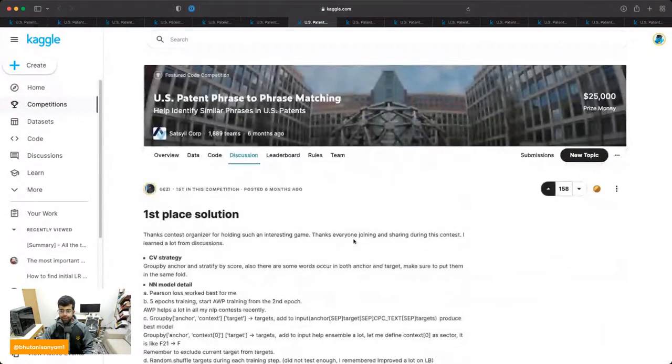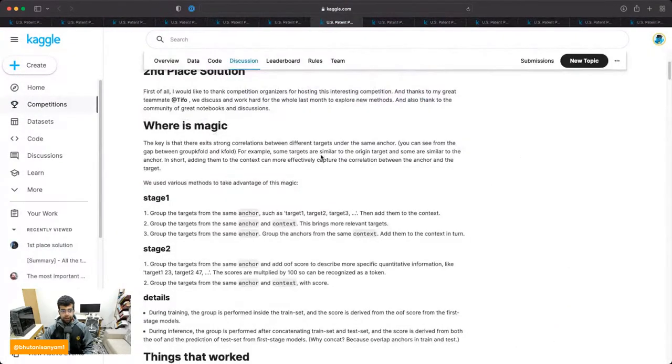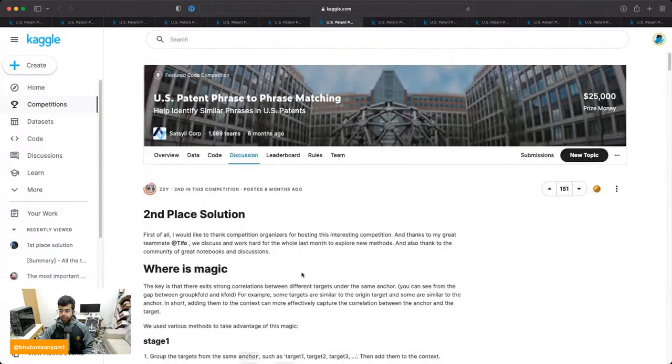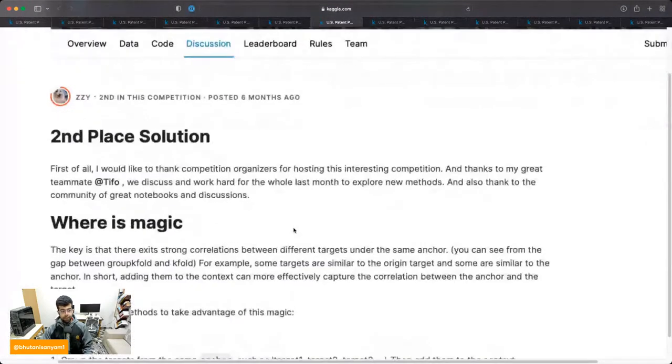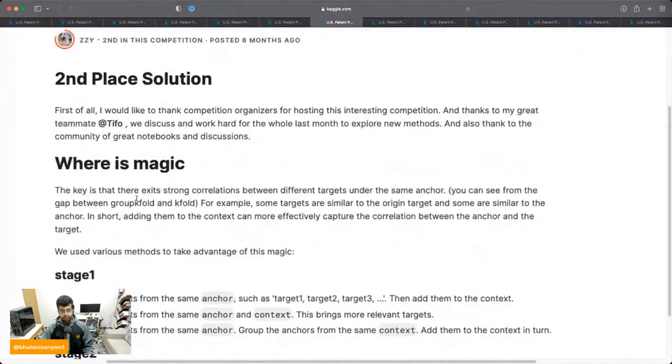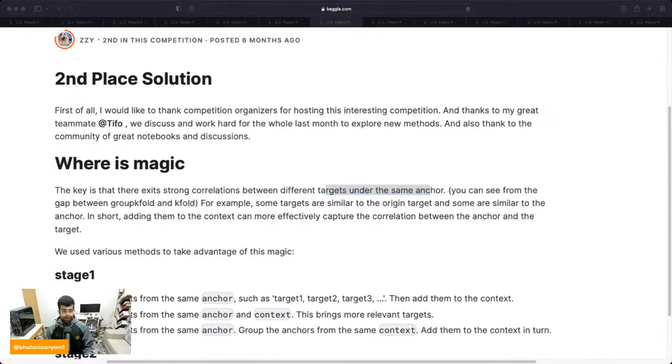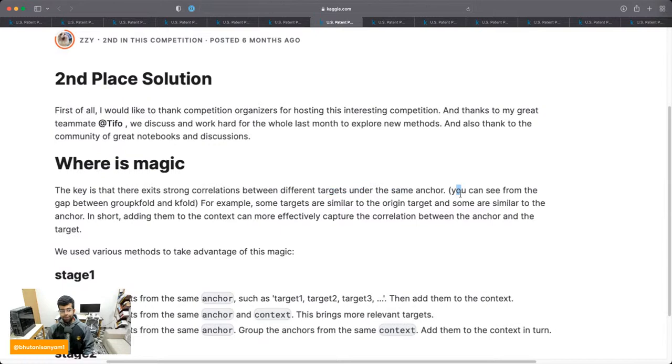So that was the winning solution for this competition. Let's check out the second place solution. He spoke about the magic. And the key is that there exists strong correlation between different targets under the same anchor. And I assume their team arrived at this by the fact that you can see from the gap between group K-fold and K-fold.